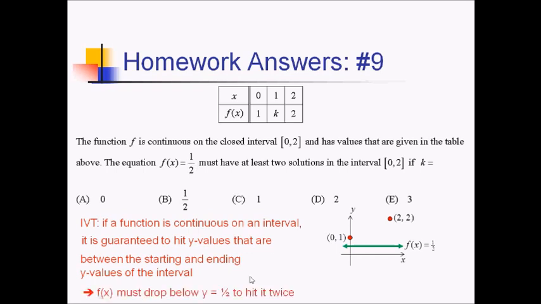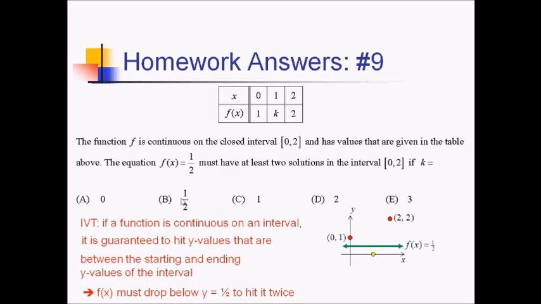To put it simply, this f of x has to drop below this line in order to hit it twice. So let's go through our different choices here and see what accomplishes that. Let's say that k is 0. We would have the y value 0, so this would be (1, 0), which would be right here on the x-axis, and we would indeed have to hit that line twice with a continuous function. So this is looking like a pretty good answer choice, but let's look at the others here.